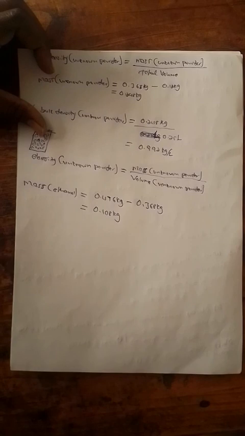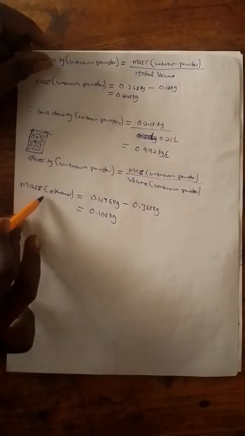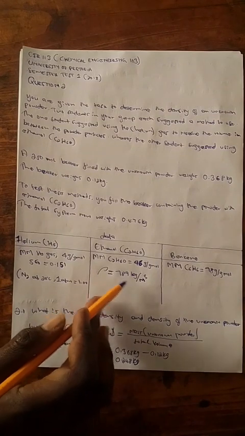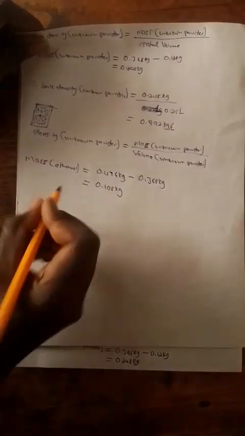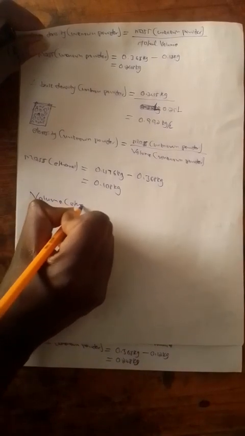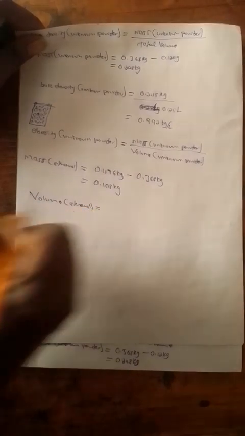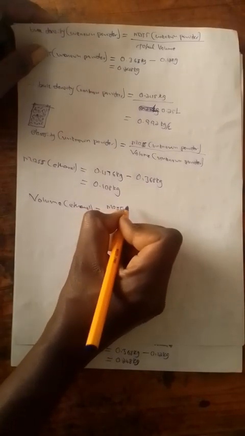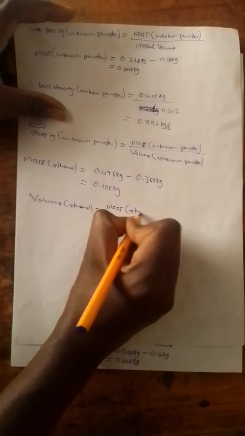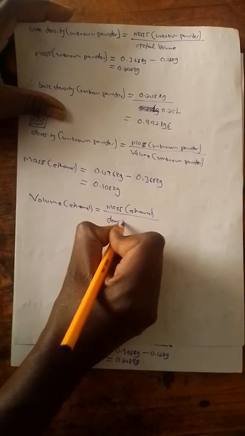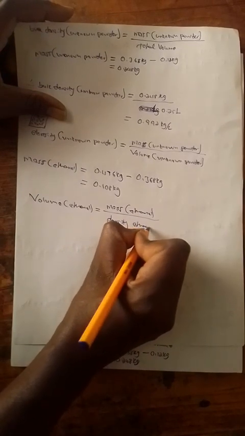But what do we want? We want the density, rather the volume of the ethanol. So if we have the mass of the ethanol and we have been given the density of the ethanol, then it shouldn't be difficult. Then we can calculate the volume of the ethanol. So we can just say the volume of ethanol is equal to the mass of ethanol all over the density of ethanol, right?